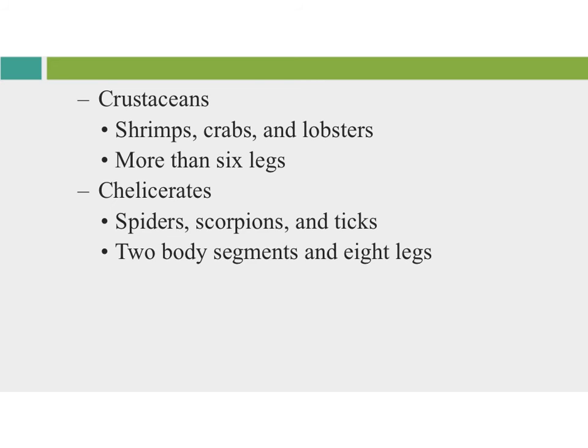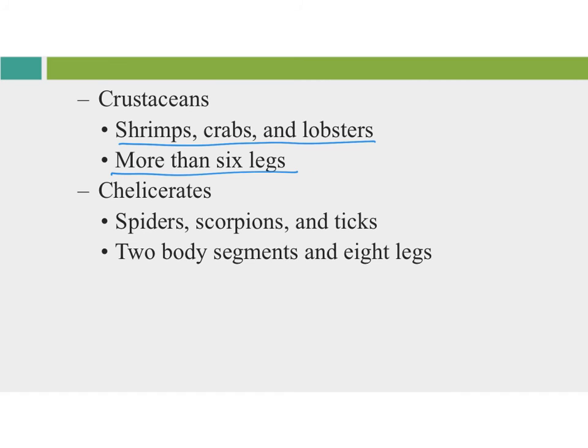The next group is crustaceans. That refers to shrimp, crabs, and lobster. Unlike insects, most have more than 6 legs, all right? Actually, if you look at the lobster picture, I think they have 10 legs. Yep. Crabs have 8, and lobsters have 10.